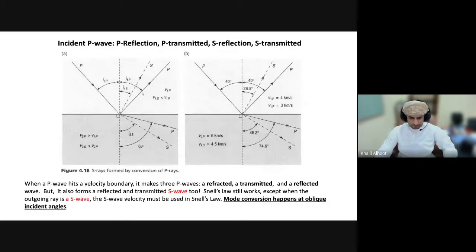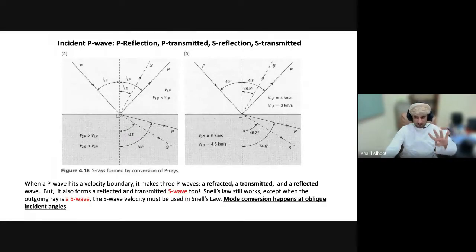So whenever there is an incident angle, the thing is not as simple as someone can assume. If a P wave, the primary wave, hits the interface at an oblique angle, an angle which is not zero, we will have what we call mode conversion. Mode conversion is the principle that a P wave will also generate S waves or other types of waves. So an incident P wave will have four other types of waves.